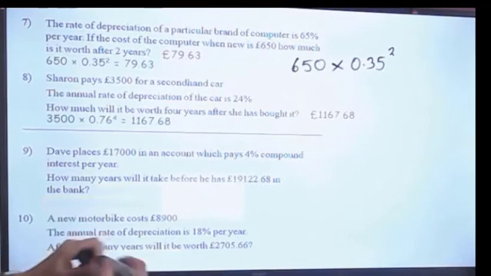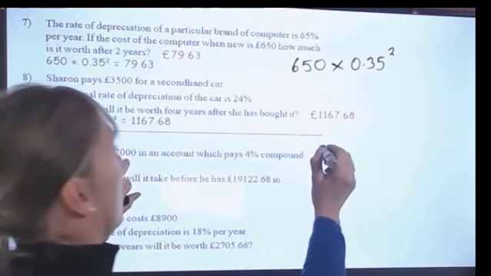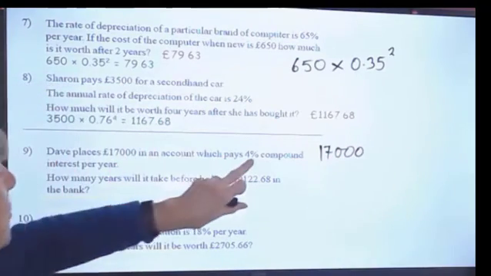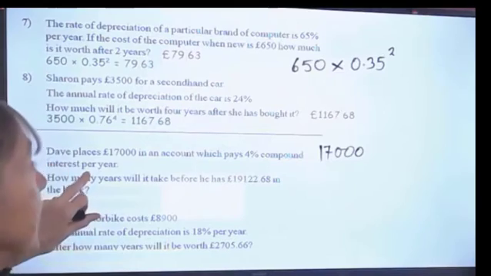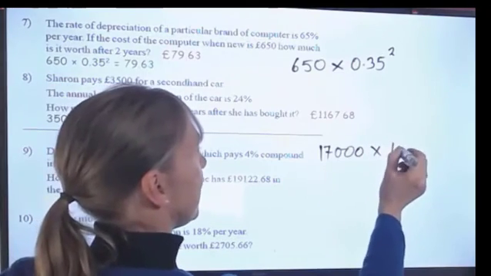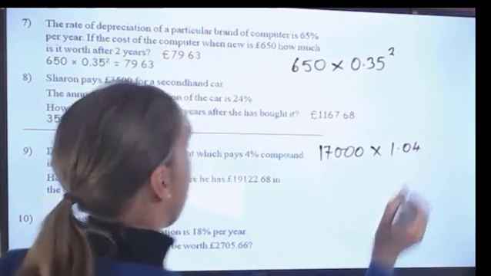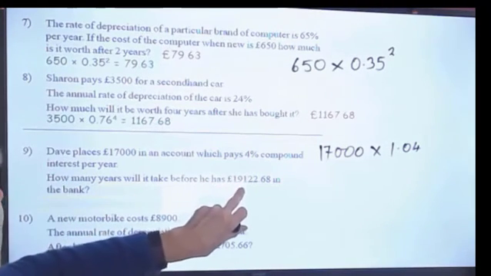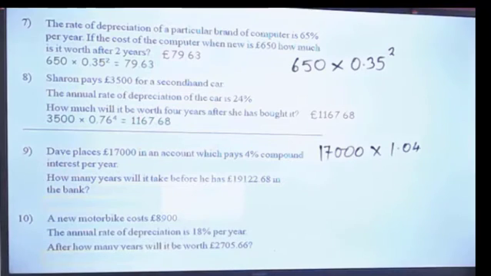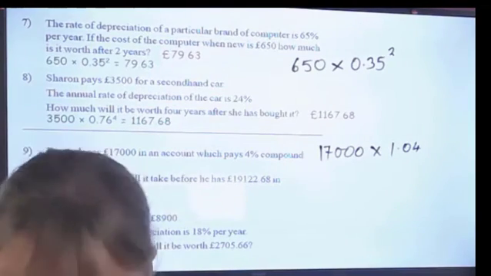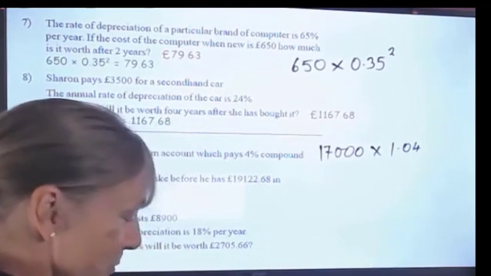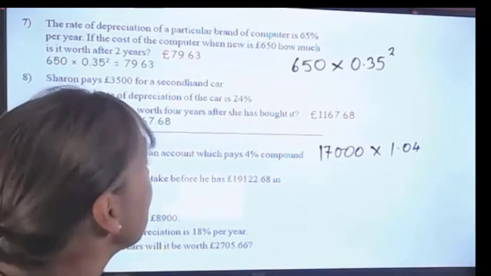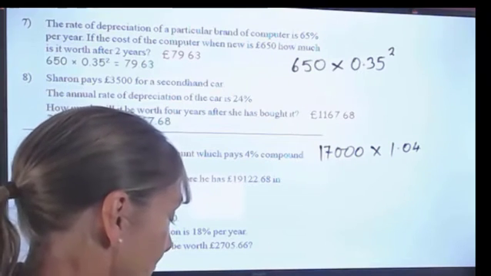So is it worth doing this? Let's see. So we've got 17,000, which pays 4% compound interest per year. So it's like saying every year we're going to multiply it by that. How many years will it take before he has that amount? Well, we'll just have to keep multiplying it. So here's me putting 17,000 in my calculator, multiplying it by 1.04.